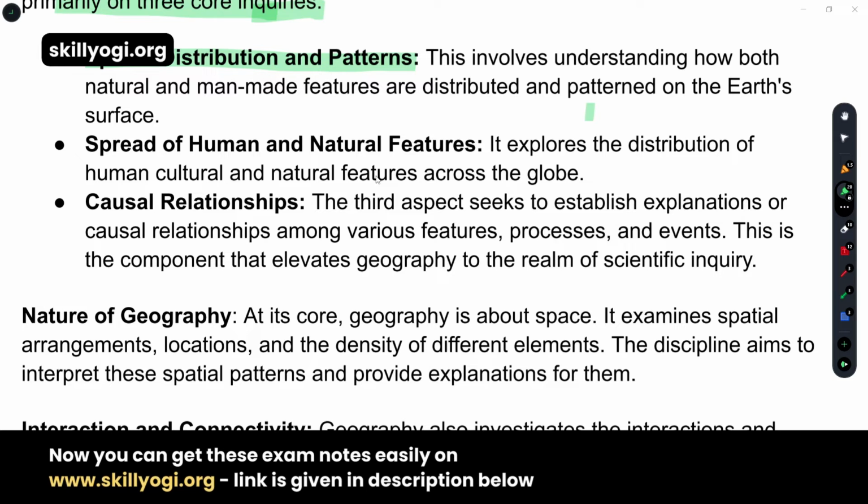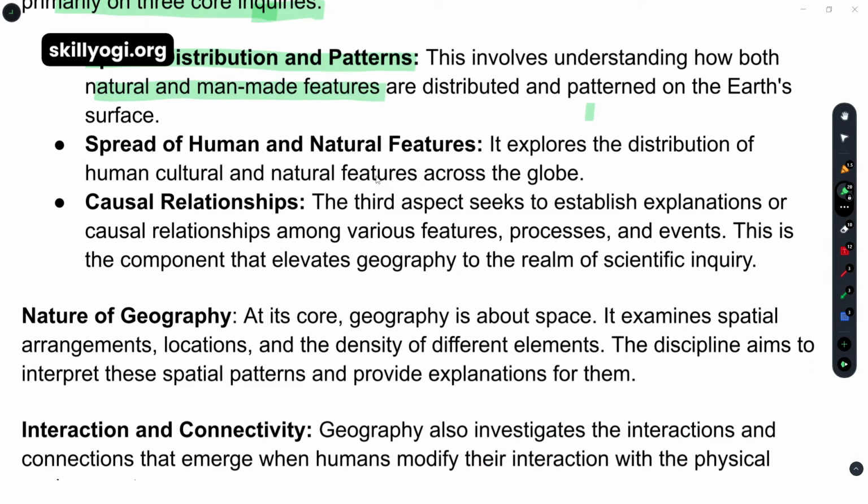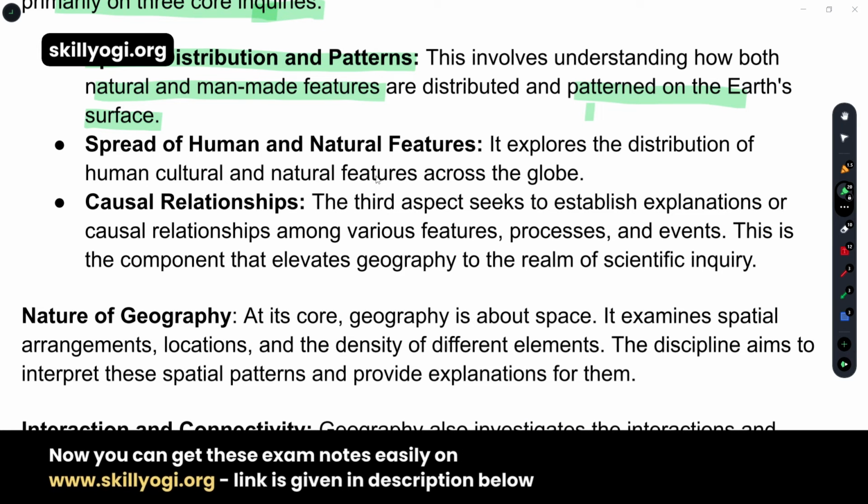So what is written over there? This involves understanding how both natural and man-made features are distributed and patterned on the Earth's surface. We have different natural features and man-made features. When we practice the topo sheet, there we will get two different kinds of features. First one is physical feature, or here it's termed as natural feature, and the second one is man-made feature. So both the features are distributed and patterned on the Earth's surface.